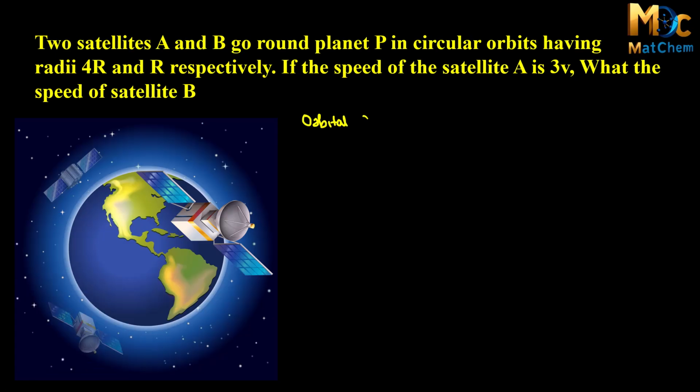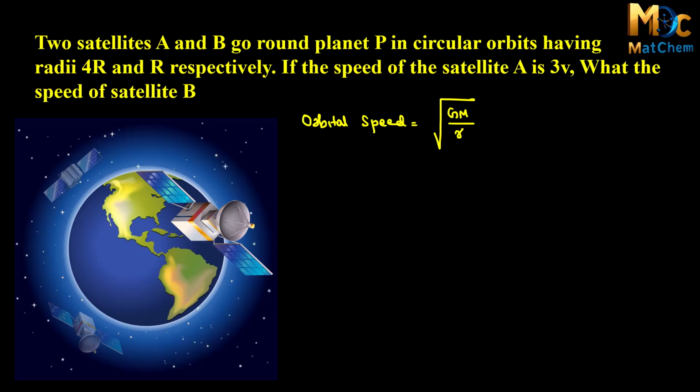If you want to calculate the velocity at which a satellite is orbiting, the orbital velocity or orbital speed of the satellite can be given by the square root of GM upon r. r is the radius of the orbit. M is nothing but the mass of the planet. Whatever planet you are taking, that is the mass of the planet. If it is Earth, that will become the mass of the Earth.